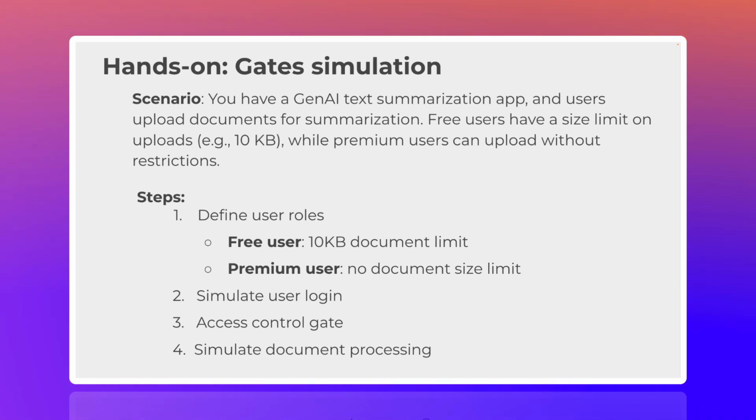The steps would be: one, we would define user roles. In this case, we said free user, up to 10 kilobytes limit, and for premium user, no document size limit. The second part would be to simulate the user login. And then third, the access control gate. And then simulate document processing. All right, let's go ahead. I'm going to show you how all of this works in code. Again, very simplistic. The idea here is not the code, but just the concept.